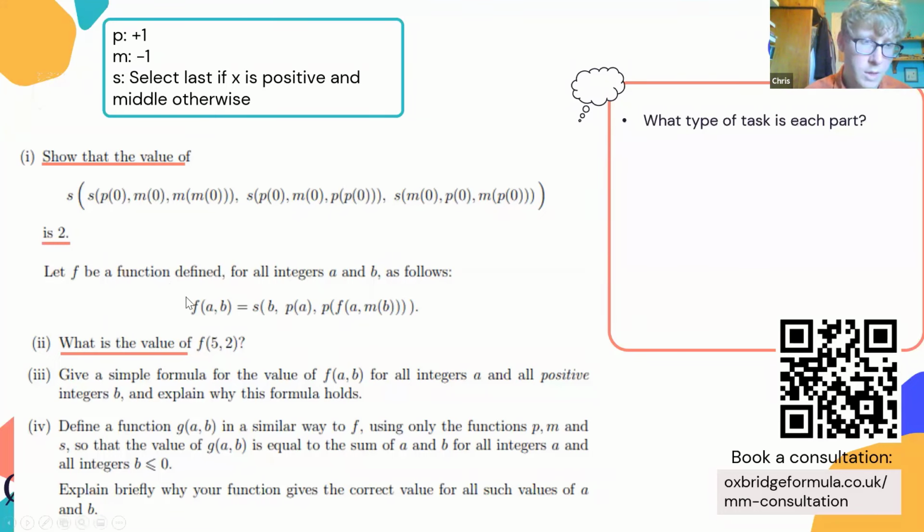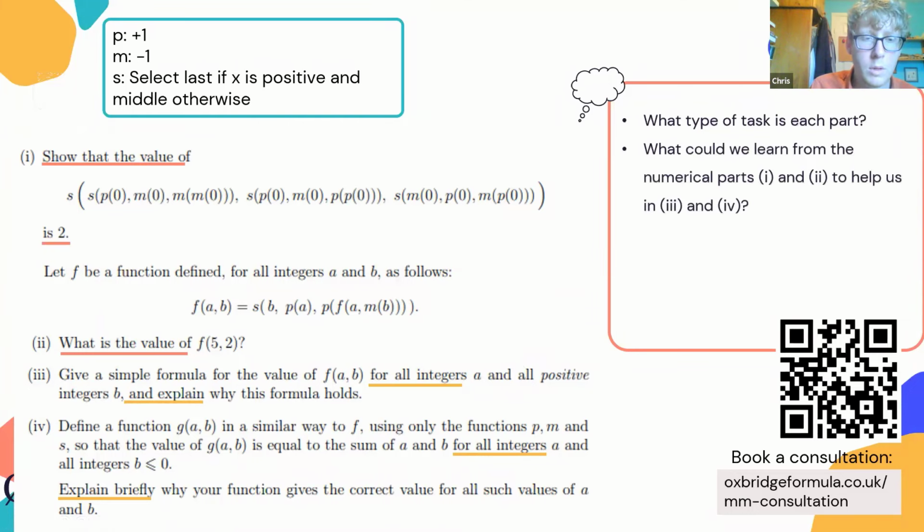And if we look at 3 and 4, what are the instruction words there? Well, 3 is saying to give a formula and 4 is saying to define a function. But some of the more interesting words are in 3, you're giving the formula that works for all integers a and all positive integers b. And then the other task is explaining why it holds. So you're doing something for all integers, so it's quite a general task. It's like the general case where 2 was the specific case. And also you've got to give an explanation. It's one of those explain type questions. And then 4 is very similar. You're just doing it for a new function. So those are the instructions we're given.